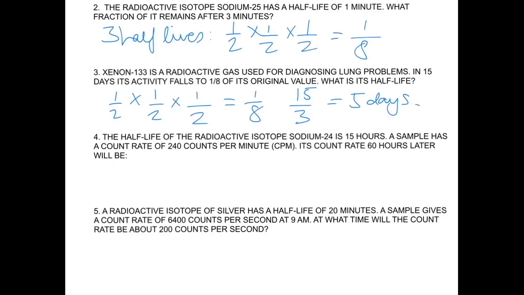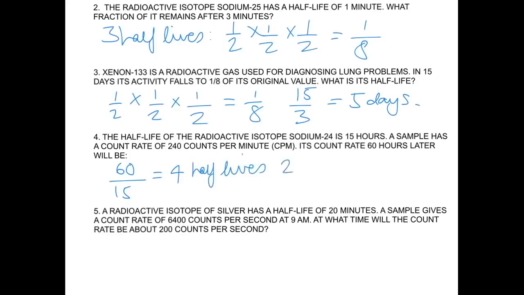Question 4. The half-life of the radioactive isotope sodium-24 is 15 hours. A sample has a count rate of 240 counts per minute. Its count rate 60 hours later will be... Okay, so this time again we need to find out how many half-lives have occurred. So I'm going to do 60 hours divided by 15, and I see that 4 half-lives have occurred.